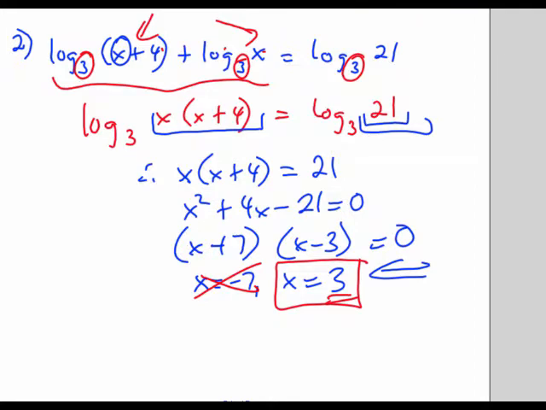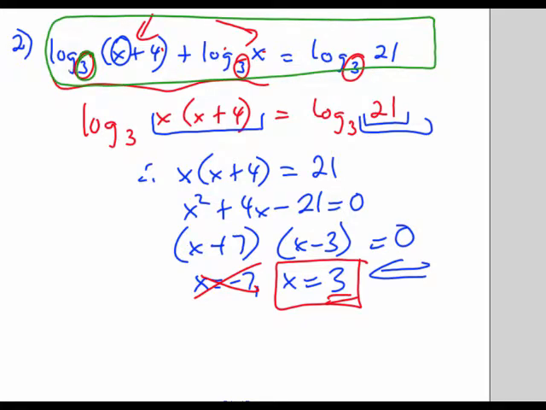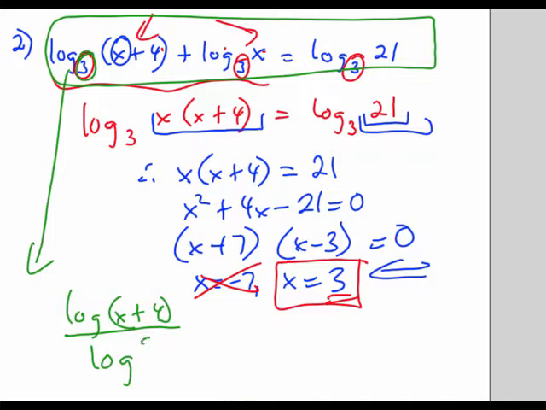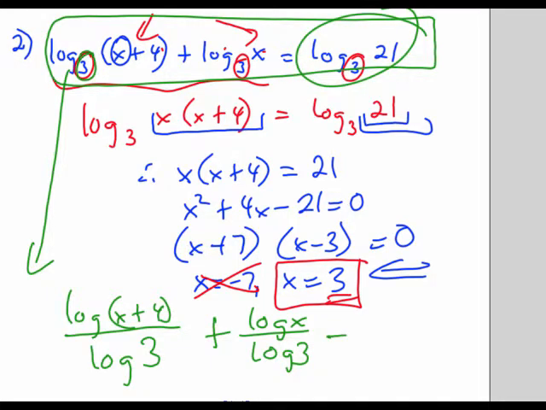Now what I'm going to need to do with my calculator this time is, because I have a base of 3, I'm going to have to use the change of base law when entering this. So this would be log base 10 of x plus 4 over log base 10 of 3. That's the change of base rule, changing from base 3 to base 10, because that's what's on my calculator, plus log x over log 3. And let's bring this over to the other side to set it to 0, minus log 21 over log 3 equals 0. And so we're going to enter y equals this.